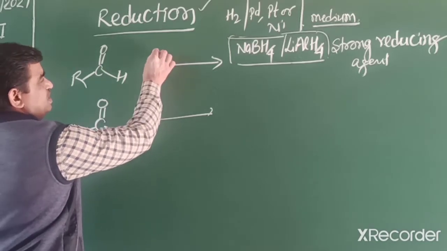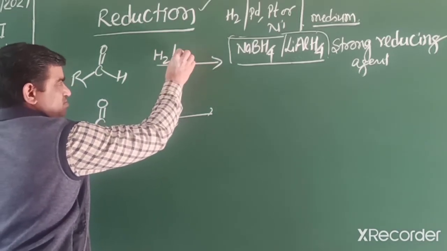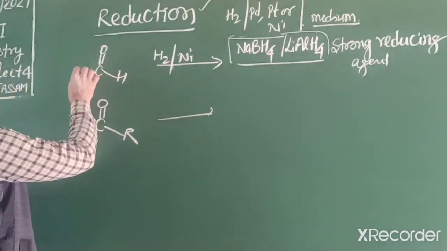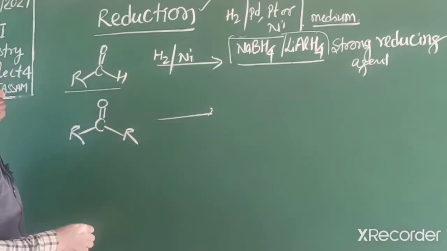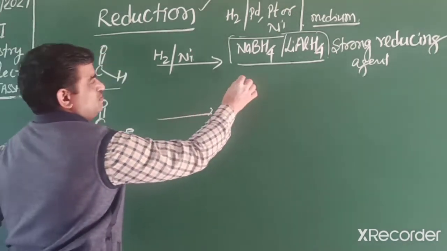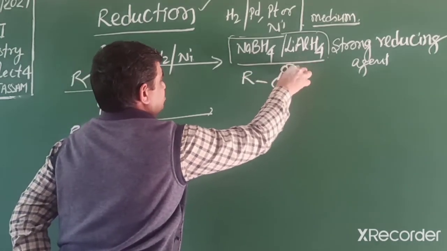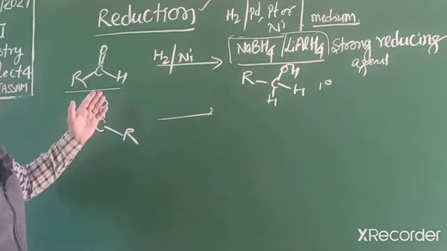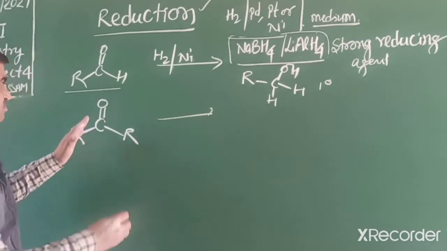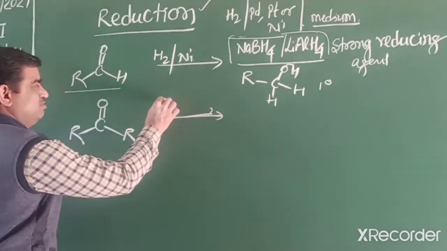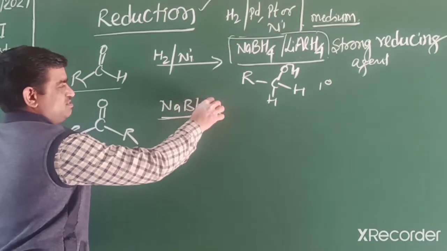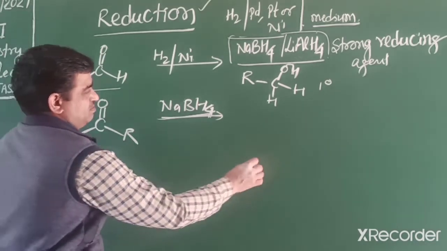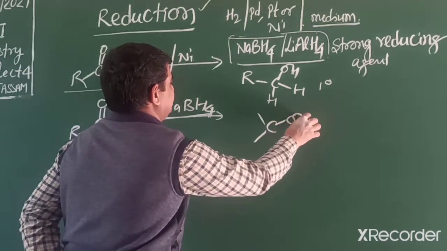When we react with hydrogen and either nickel, palladium, or platinum, an aldehyde converts into a primary alcohol, a 1 degree alcohol. If the same reaction occurs with a ketone, generally we use sodium borohydride, or we can use hydrogen with palladium, platinum, or nickel, catalytic hydrogenation. Then the product is a secondary alcohol.